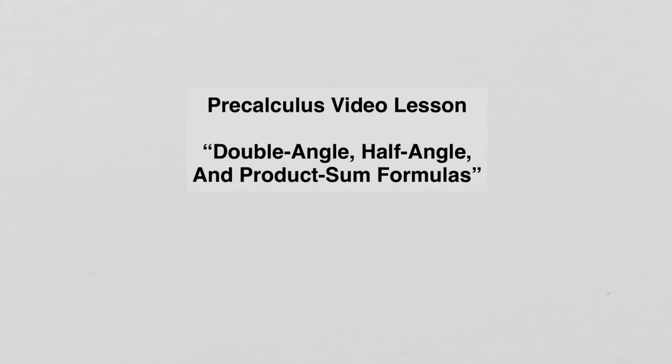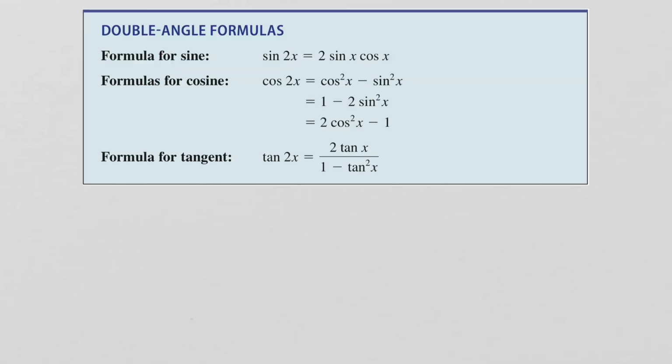Double angle, half angle, and product sum formulas. We have the following double angle formulas for sine, cosine, and tangent. One thing to notice is that cosine has three formulas. Now, all three of these formulas are the same, and they basically come from using the Pythagorean identity in the first one here, and you can get the other two.